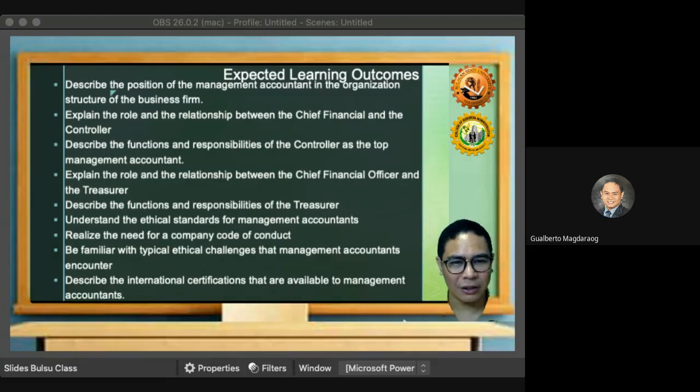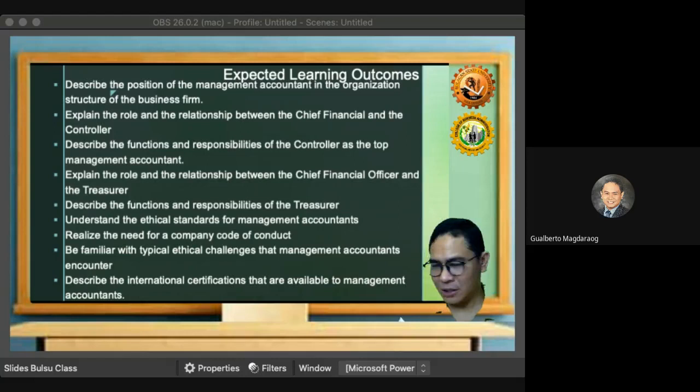You should be able to describe the positions of the management accountant in the organization. Explain the role of CFO, Chief Financial Officer, comparing it to a controller and also the treasurer, and their responsibilities. And be able to understand ethical standards for management accountant. Realize the need for company's code of conduct. Be familiar with typical ethical challenges that management accountants encounter.